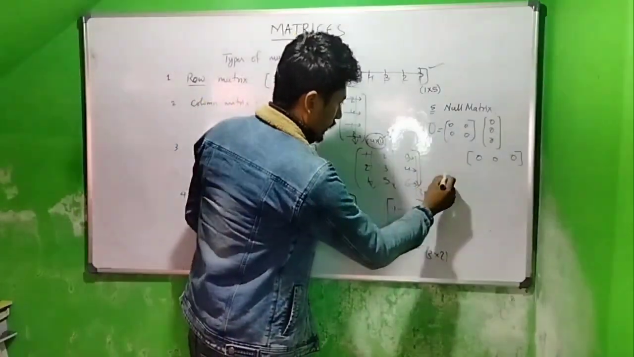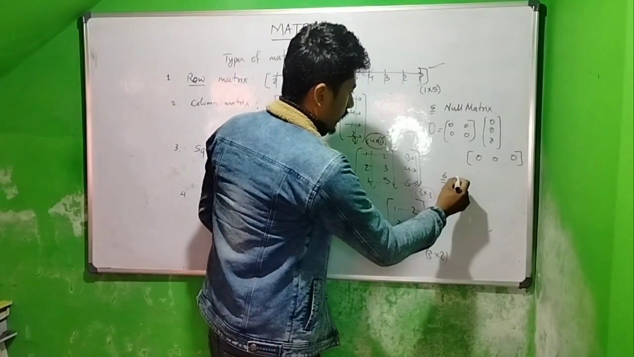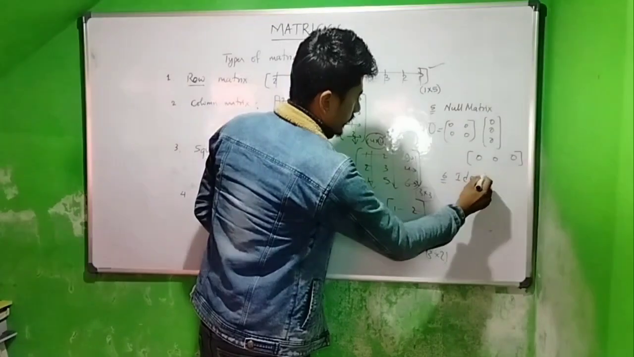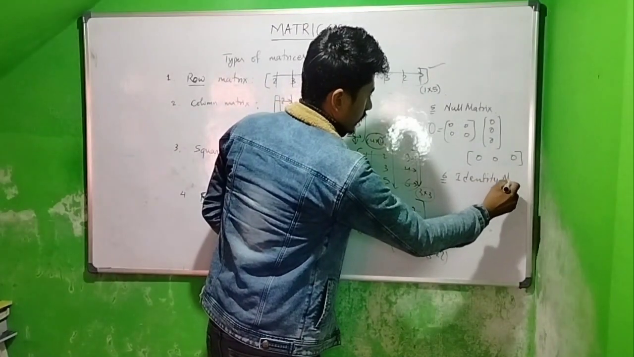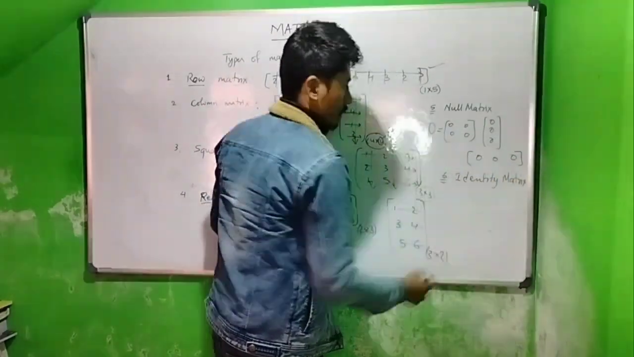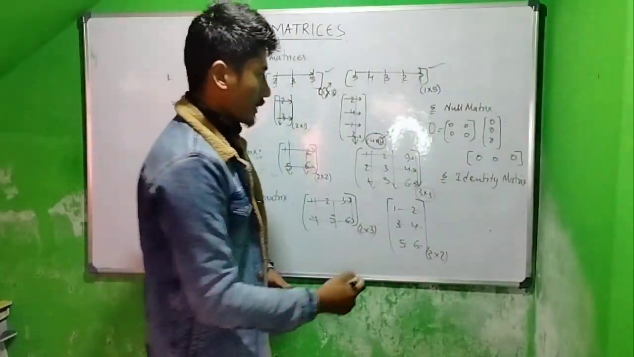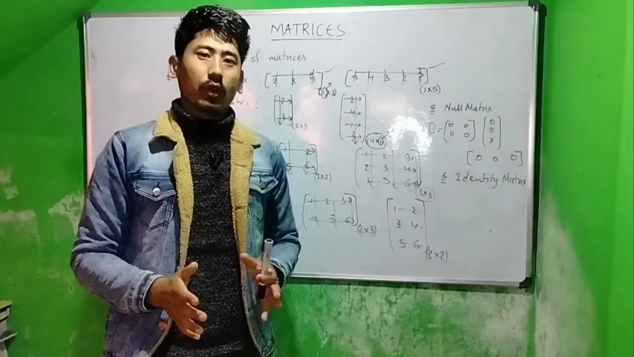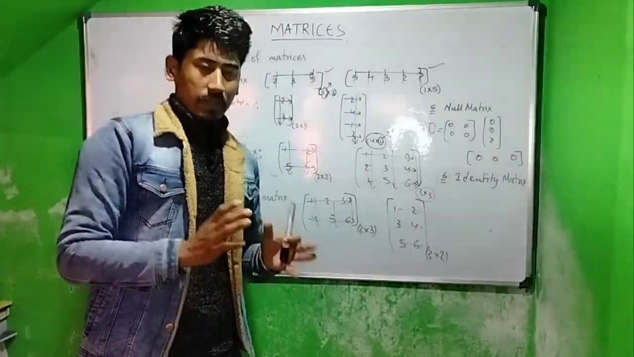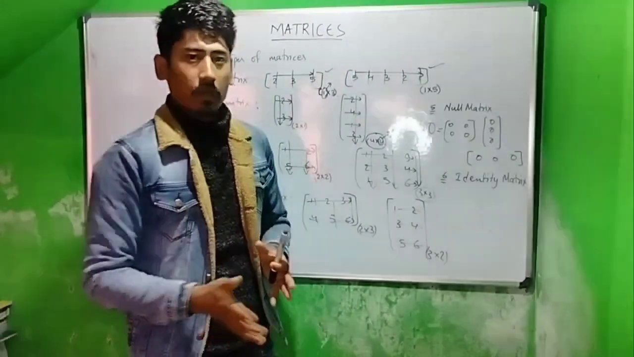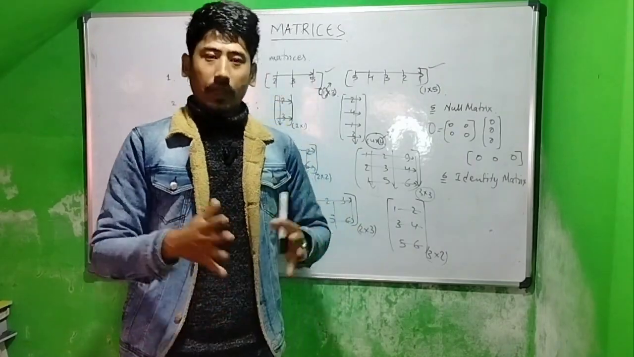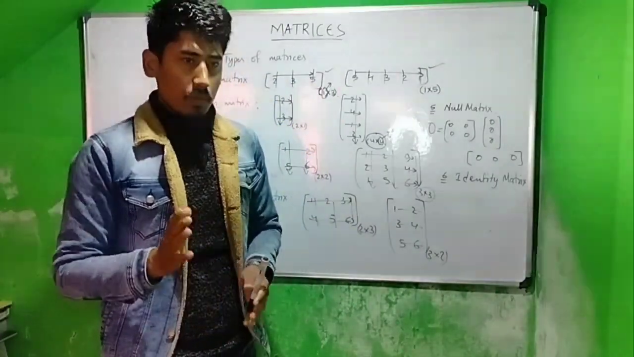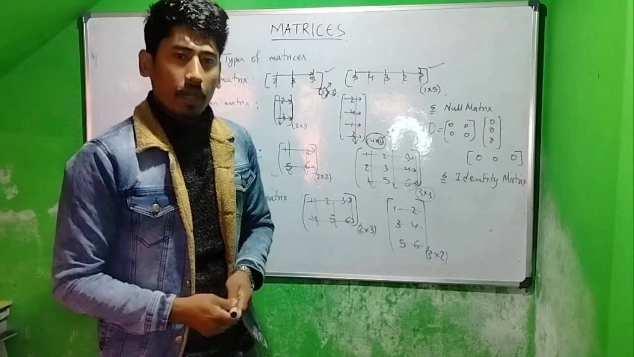Alright. Next is number 6, which is important. That is called identity matrix. We have to consider only a square matrix for identity matrix. A rectangular matrix or row matrix or column matrix cannot be an identity matrix. Only a square matrix can be an identity matrix.